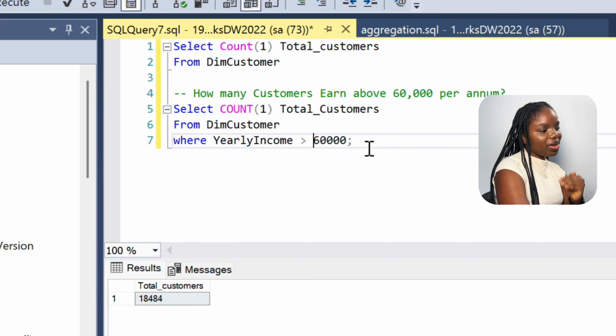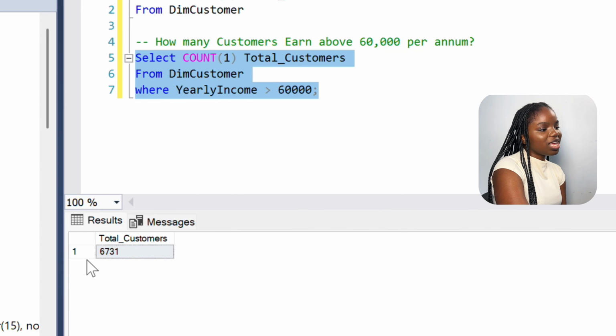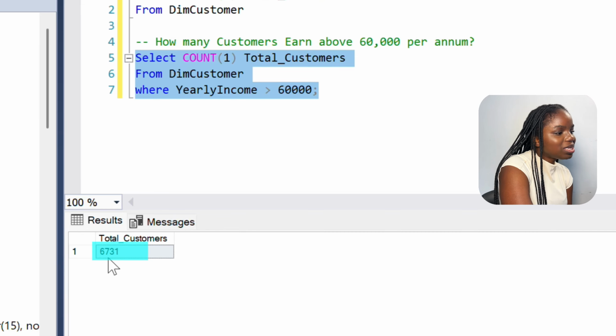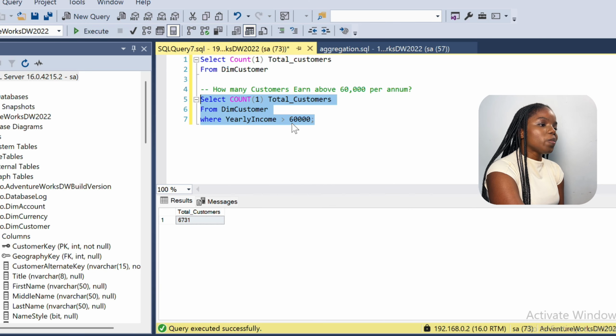If we want those that are earning below $60,000, then we can also do that. So we have customers with yearly income above $60,000. And when we run this, our count that was 18,000 before is now 6,731. So we have 6,731 customers that are earning above 60,000. So probably our promotion is for all these customers that earn above 60,000.